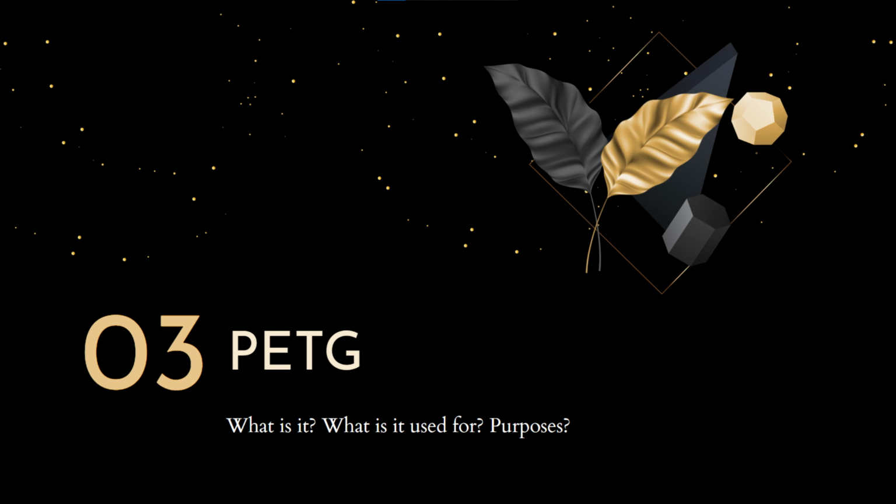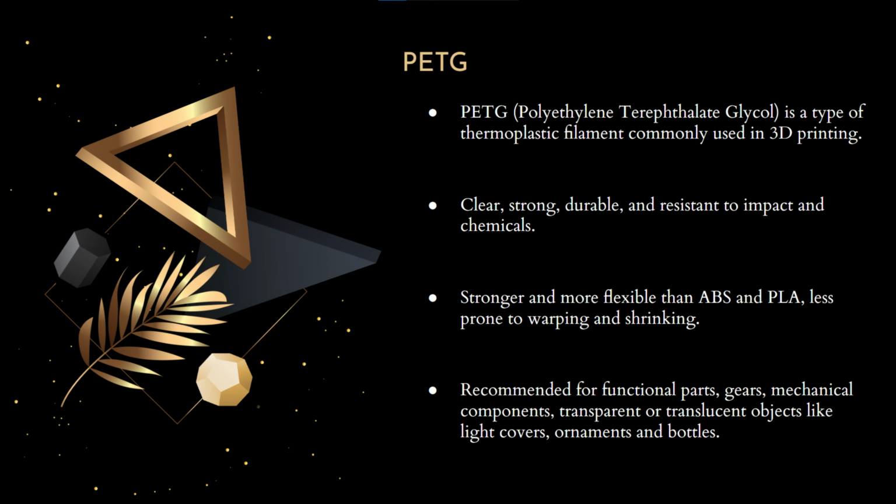Now we will discuss PETG. So PETG, polyethylene terephthalate glycol, is a type of thermoplastic filament commonly used in 3D printing. It possesses strong and durable qualities and is resistant to impact and chemicals. It's stronger and more flexible than ABS and PLA and is less prone to warping and shrinking.